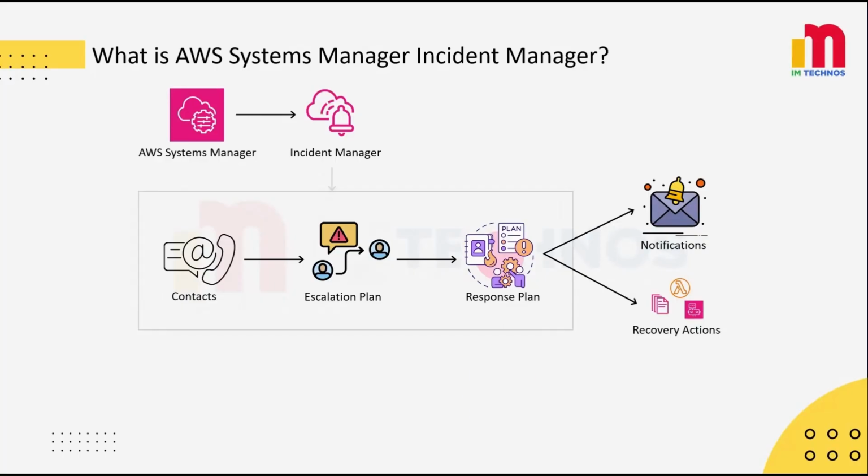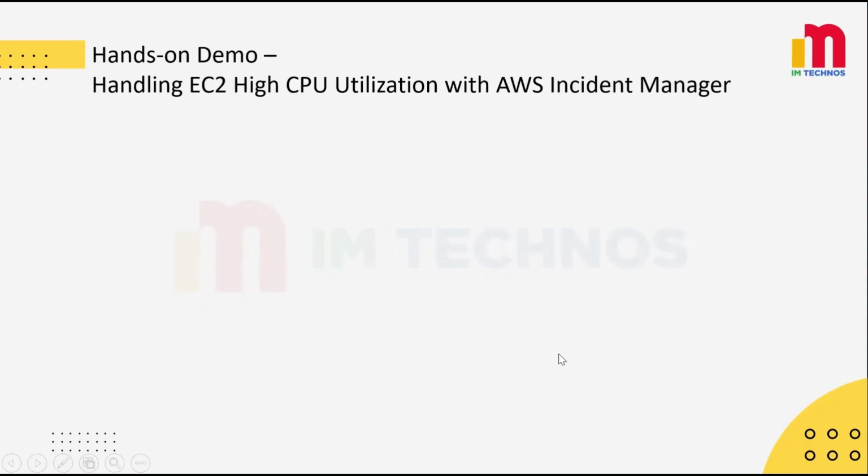When an incident occurs, Incident Manager automatically triggers the response plan, notifies the right people as per the escalation plan, and executes manual or automated recovery actions to reduce the downtime. Finally, once the incident is resolved, you can use post-incident analysis to help the team review what happened, identify the root cause, and improve future response processes. Now let's see how we can implement this in a real-time scenario.